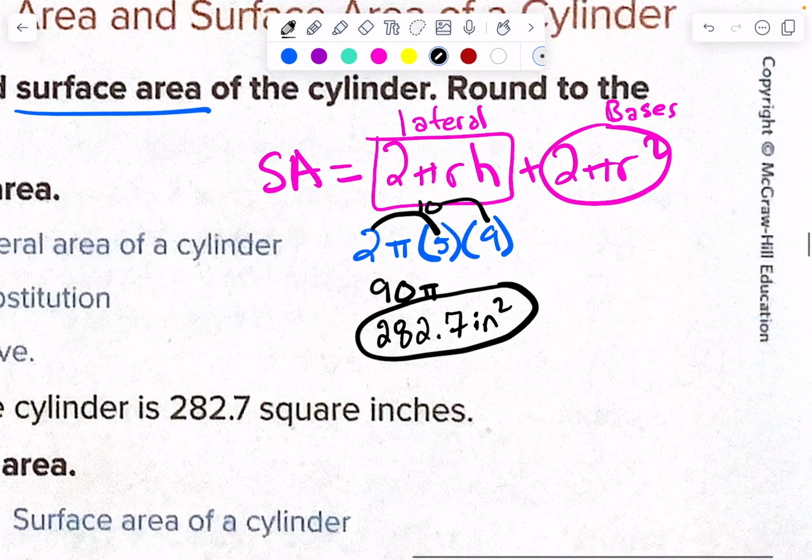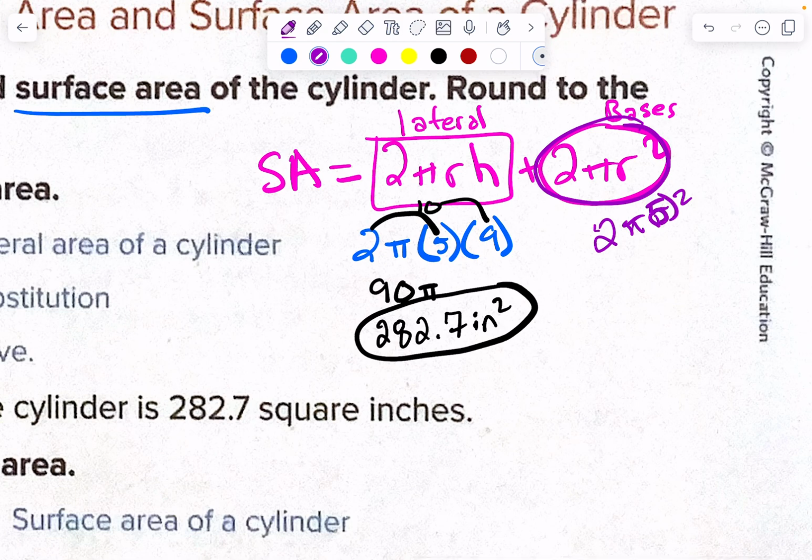Okay, now, if I do the bases, I need 2 pi r squared, or 2 pi times the radius, which is 5, squared. If you want to do some in your head, go for it. 5 squared is 25, and 25 times 2 is 50. So this is 50 pi. If I take 50 times pi, I get like 157.07 or something, or 08, whatever.